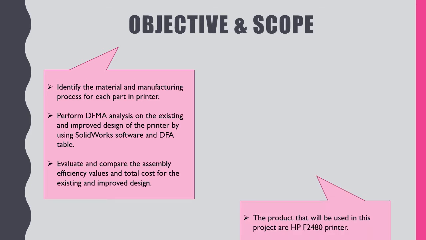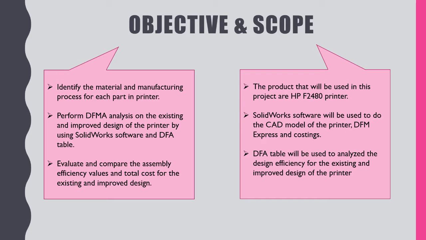The scope for this project is that the product that will be used in this project is the HP F2480 printer. The SolidWorks software will be used to do the CAD model of the printer, the DFM Express and costing, and lastly the DFA table will be used to analyze the design efficiency for the existing and improved design of the printer.